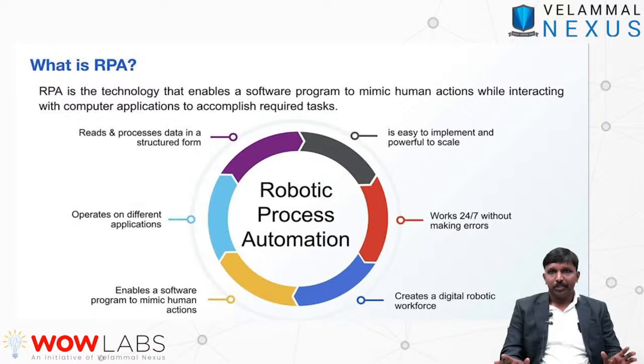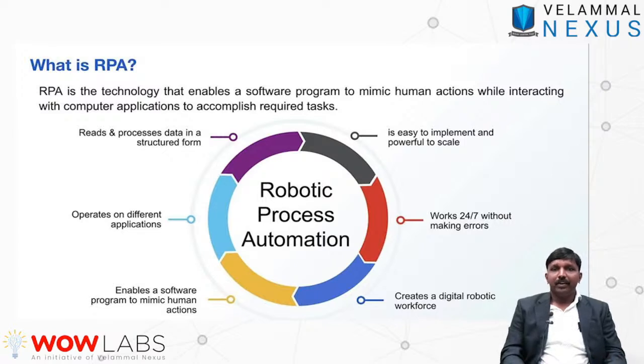Then what is automation? All these repetitive processes or tasks will be done by machines or a kind of robots automatically, without the intervention of a human being. So the combination of all these three is robotic process automation. Okay, so what are the features RPA has?